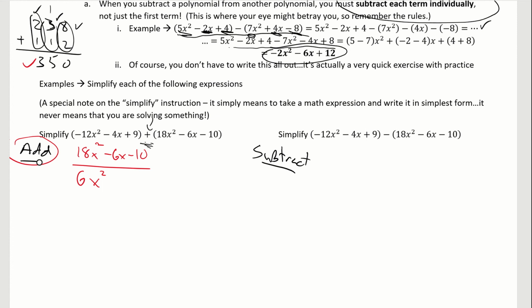Well, I got to go minus 4, minus 6. Got to know how to do that. You can use your calculator. Minus 10x. Finally, I've got 9 minus 10, minus 1. Full credit, A+. There you go.